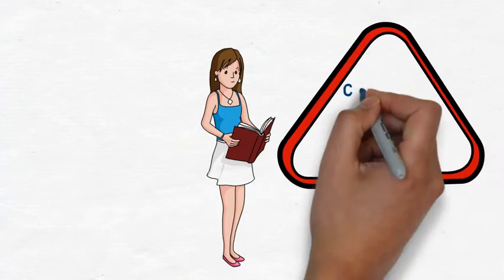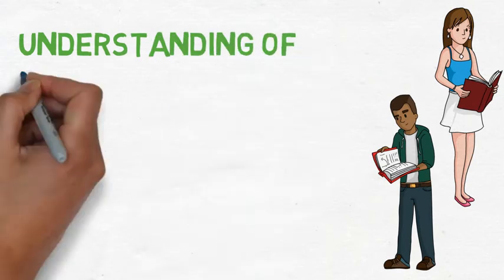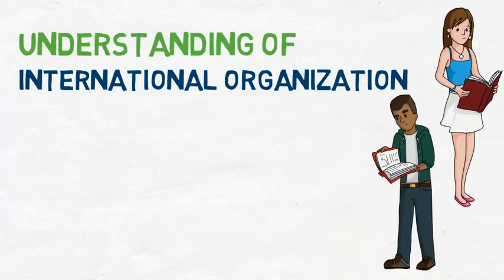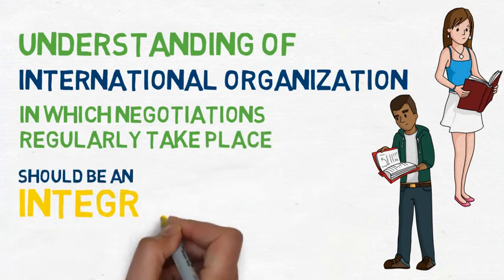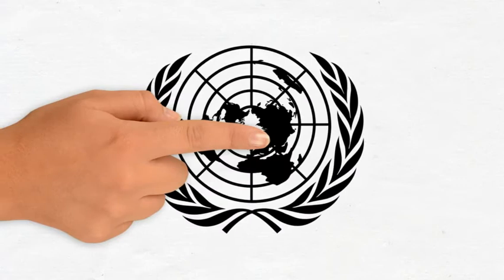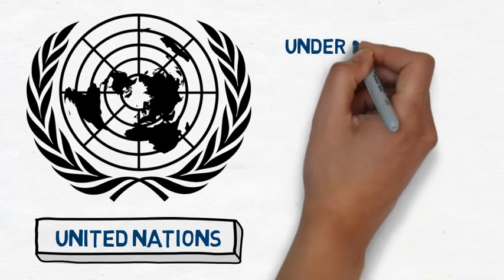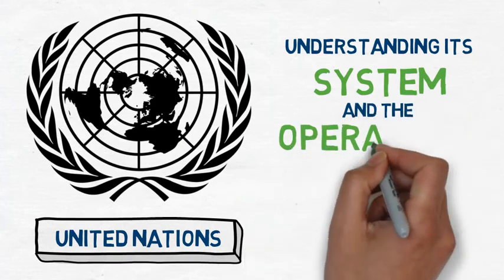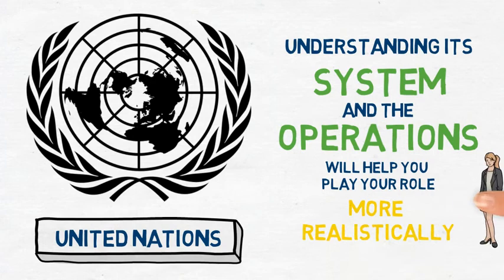Most delegates know they should research their country and topics in order to prepare for negotiations. But understanding of the international organizations in which such negotiations regularly take place should be an integral part of their preparation as well. For the purpose of this course, the United Nations and its committees will serve as the benchmark. Understanding its system and operation will help you play your role in model negotiations more realistically.